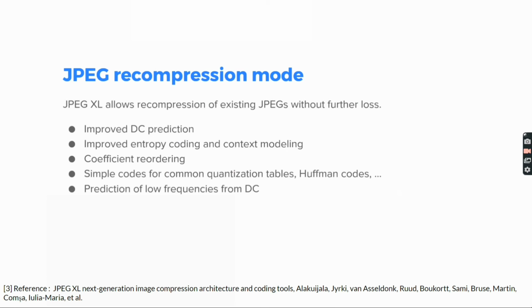JPEG XL has something called JPEG recompression mode, wherein you can supply a JPEG file to this standard, and it will compress it further and convert it to a JPEG XL file. How does it convert an existing JPEG without further loss? It improves the DC prediction of the JPEG file. It also improves the entropy coding and the context modeling. The coefficients are reordered to make them more efficient for compression, and simple codes for quantization tables and Huffman codes are used instead of more complicated codes which are not required. There is also prediction of lower frequencies from DC. All these methods reduce the file size further from JPEG to JPEG XL.